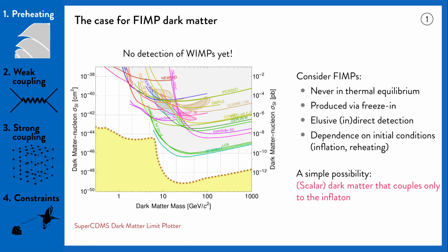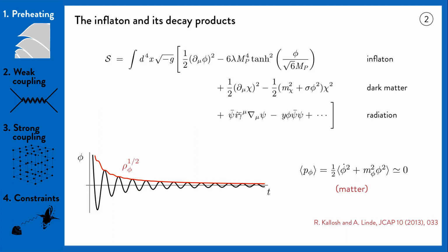In this talk, I will focus on one of the simplest possible FIMP scenarios, which corresponds to a scalar particle that couples only to the inflaton and which can therefore be produced only during inflation and reheating. The model setup is the following.